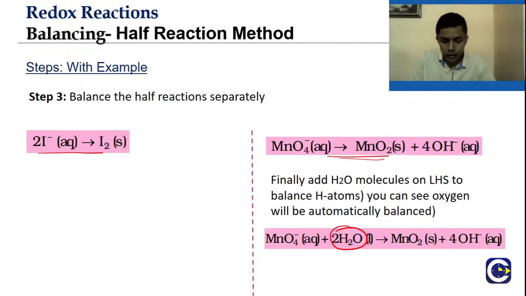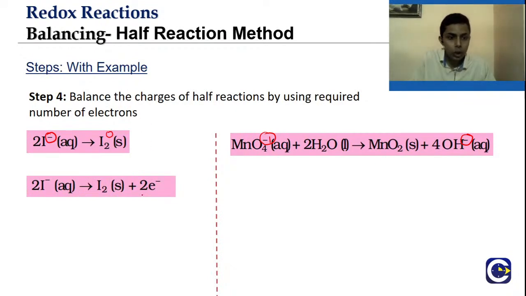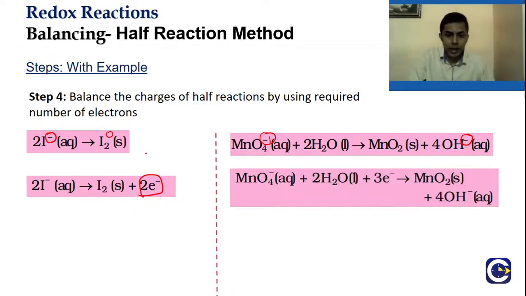If you see here, it is -1 on the LHS or reactant side and -4 on the RHS. Here, it is -2 on the LHS and 0 on the RHS. So finally, I need to balance this. How will I balance this? By adding 2 electrons over here. When I add 2 electrons, what happens? Here -2 charge is there, and here also -2 charge is there, so it is balanced. And here -1 charge is there.